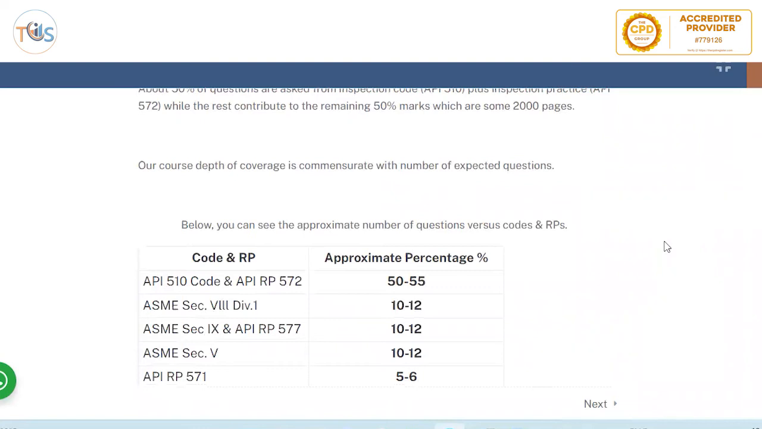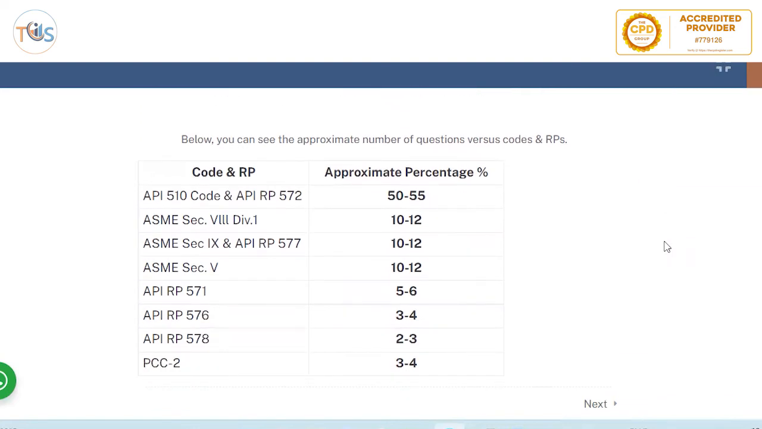Depth of coverage, therefore, should be proportional to the number of expected questions. That should be your study plan. Let's see what percentage of questions you have per code and recommended practice. As you can see in this table, 510 and 572 are around 50 to 55%. Section 8 is around 10%.